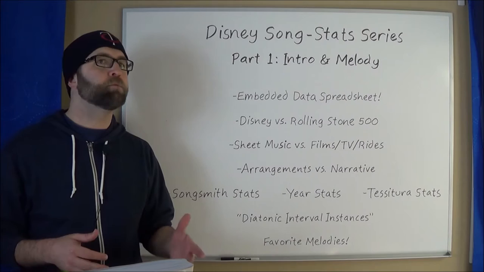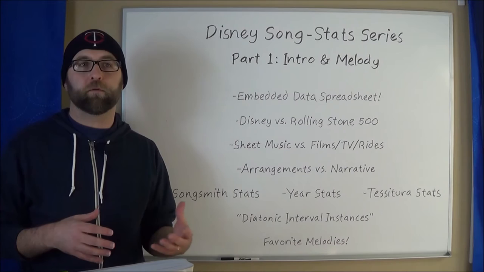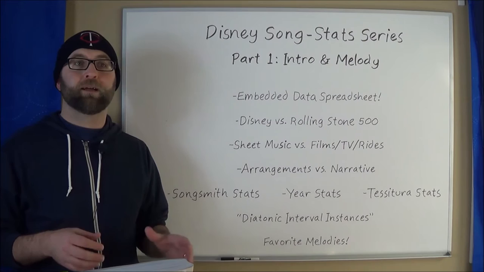And last for now, okay, so you've heard of the three-chord song, right? Well, Disney songs use an average of 8.5 different chord triad types each. And that's not even including inversions or voicings or colorings. I mean, it's a lot of chords.